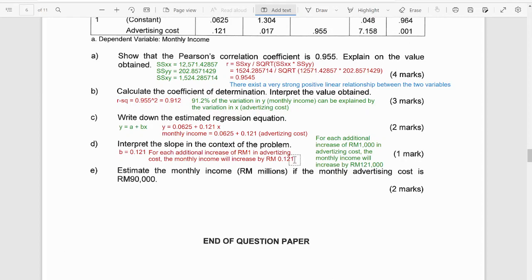So this one is in million, 0.121 million. This one is in thousand. So kalau tukar pada thousand, tukar balik lah. Alright, so that is for question D.